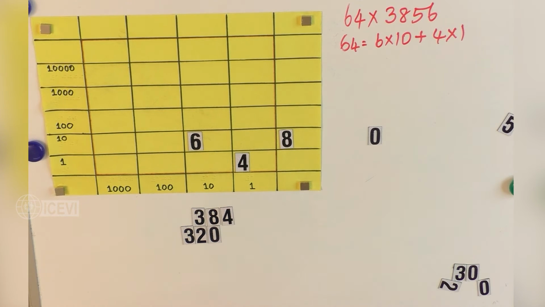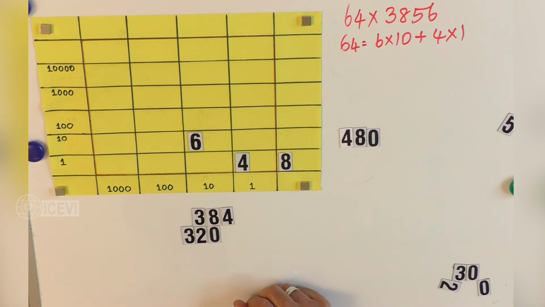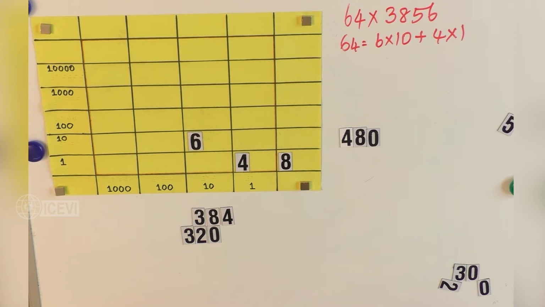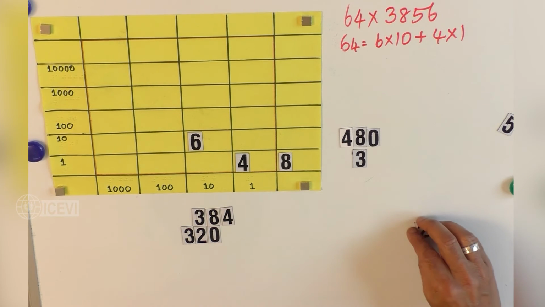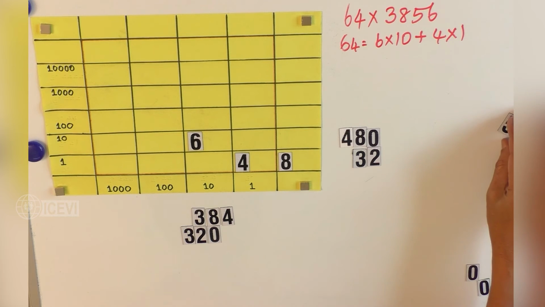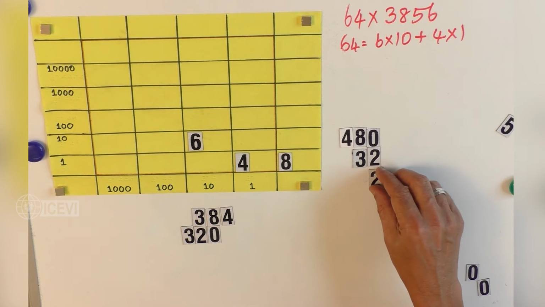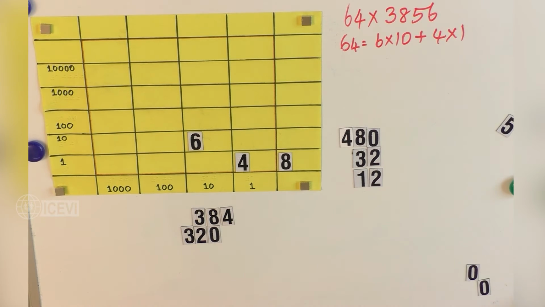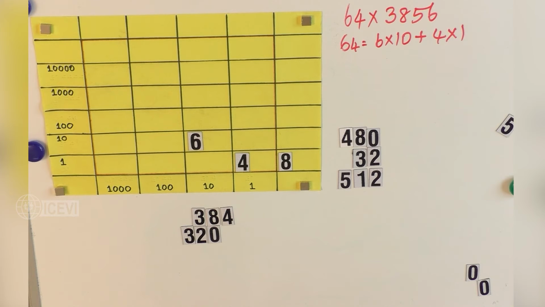6 and 8, it is 48. So it is 48. Now you are through with the multiplication of 8 with 60. Now 8 with 4, that is 32. So that becomes 32. Now what is the value of it? When you add 480 and 32, you get 512. Now where to place this 512?